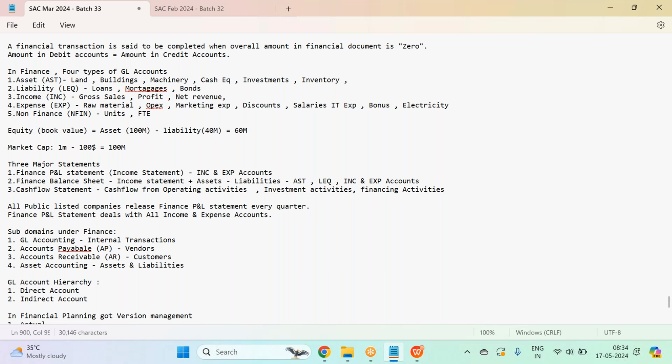Then we have cash flow statements, guys. Cash flow statements cover the cash generated from operating activities, investment activities, and financing activities. So what was the cash at the end of each and every quarter? How much did we generate? I'll give a simple example, guys.